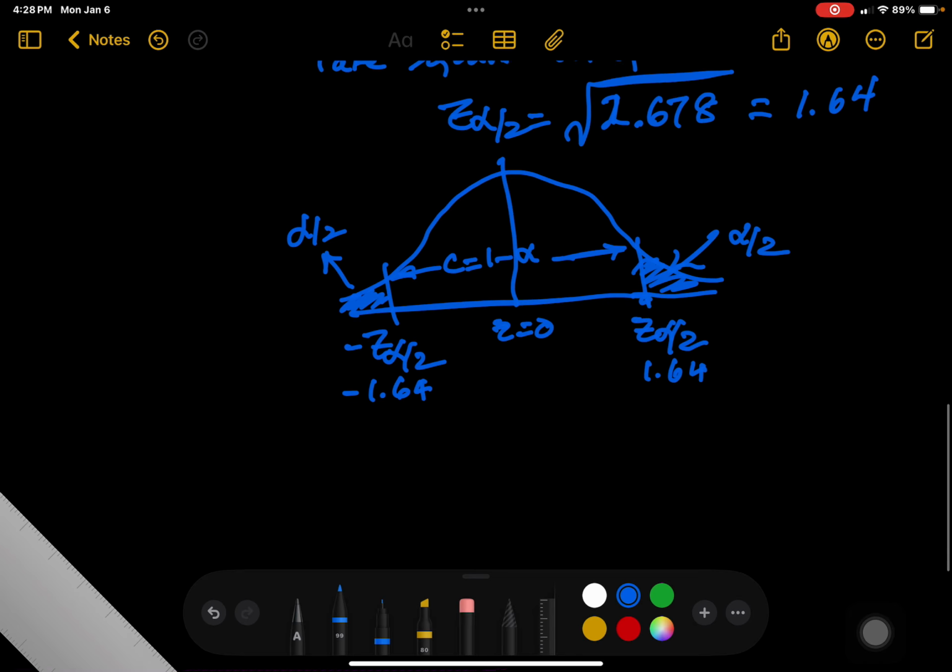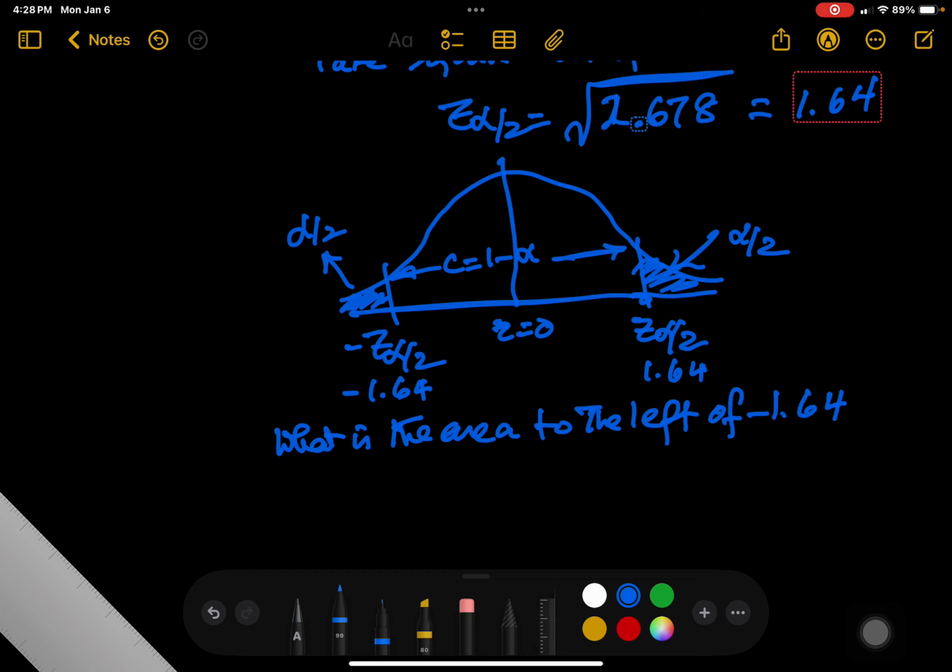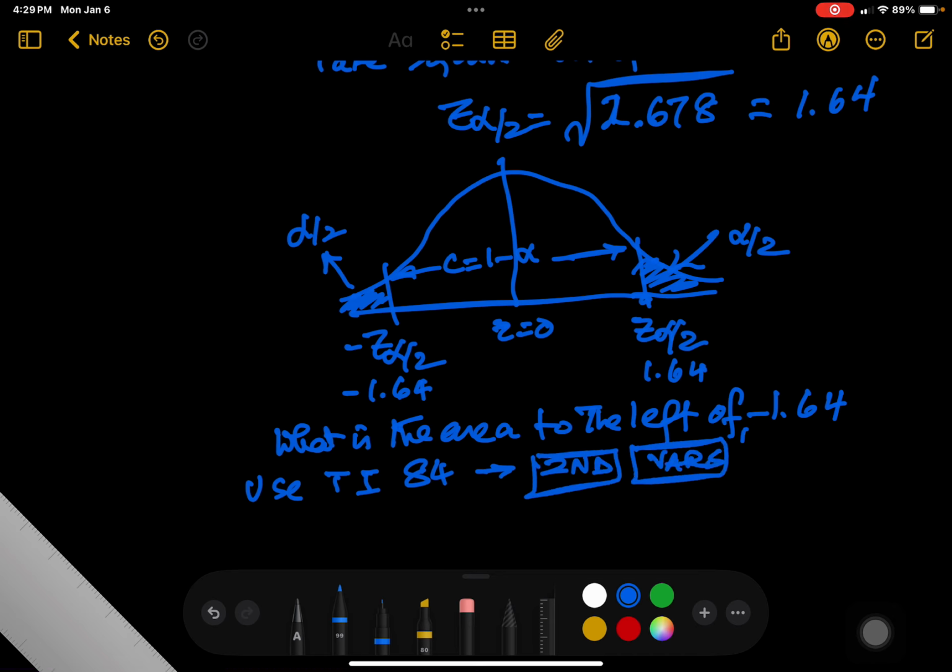So the question is, what is the area to the left of minus 1.64? Use the TI-84: second key, then the vars key, then number 2, normal CDF.